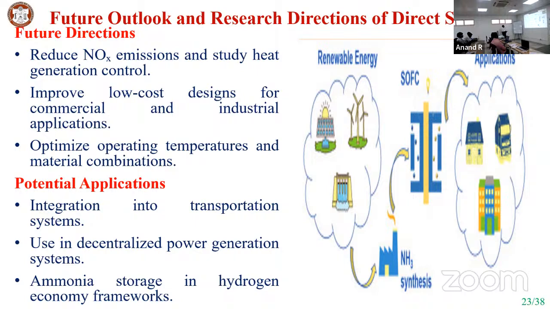Okay, using decentralized power generation systems, ammonia storage in hydrogen. Why is it called decentralized? Suppose you want to power a particular village where there is no provision to bring the power in, or you need to deliver power from the village. Then you can create a localized power station and give power to the people living in that particular village. It's called decentralized. It's not connected to our grid.